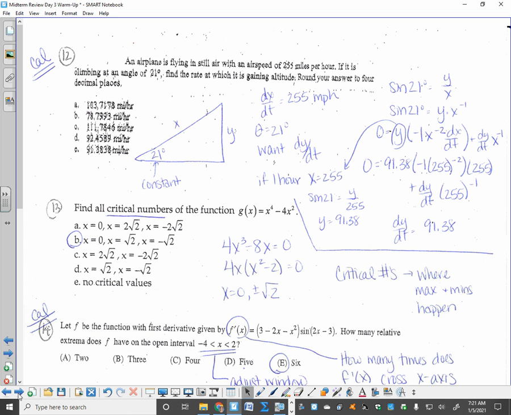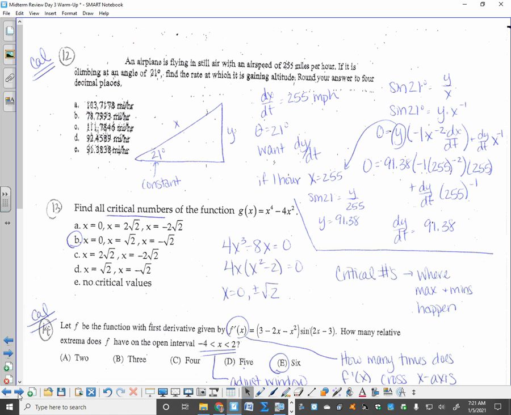X is the plane. So dx/dt is 255 miles per hour. My theta is 21 degrees, and I want the change in the altitude. So I want dy/dt. I'm going to use sine because I am dealing with opposite and hypotenuse. So sine of 21 degrees equals y over x, which is the same thing as y times x to the negative 1.